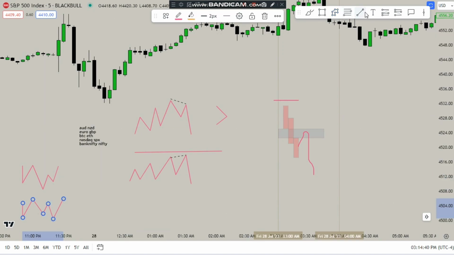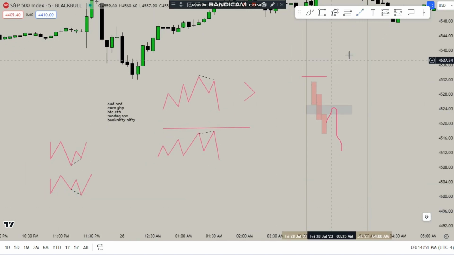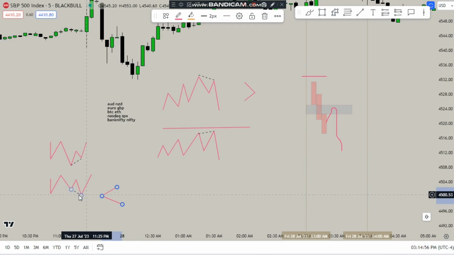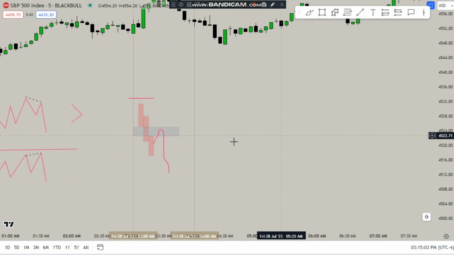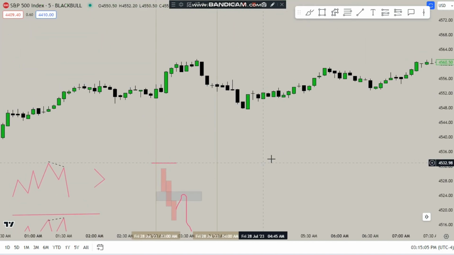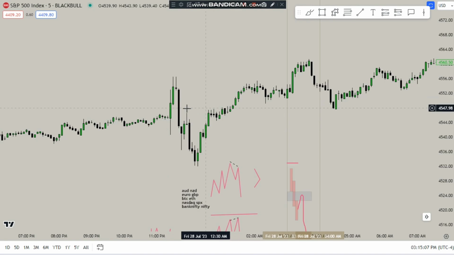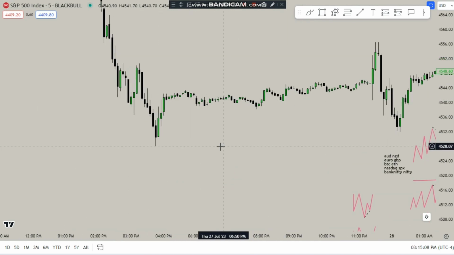Now you can see that the euro didn't sweep this low, but here you can see GBP sweeps this low. So again you get a divergence, but this time at the bottom. So you get this sign. Now this is bullish, so you can see the price starts going up. So in silver bullet you also have to look for such divergences. Okay, I will show you these divergences in this example.